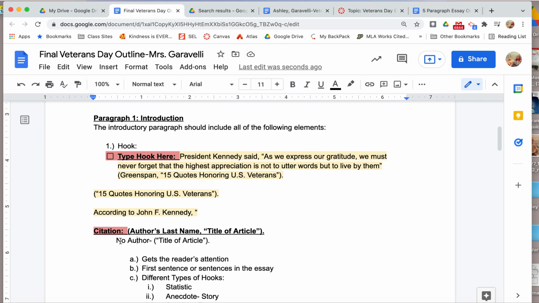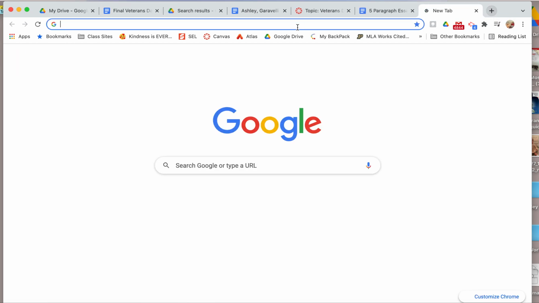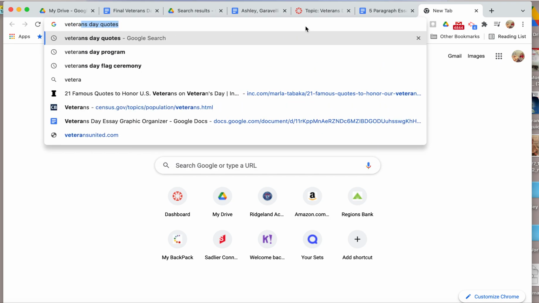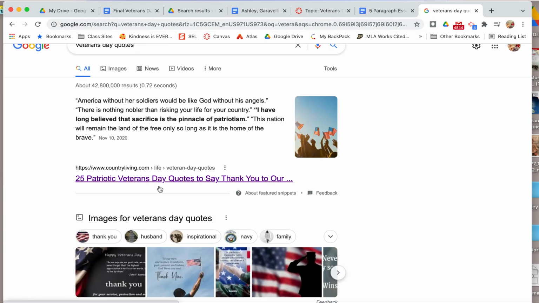Now, let's say you don't have an author. This is you down here. If you don't have an author, you're not going to put no author. You're just going to have your parentheses, and you're just going to put the title of your article in your quotation marks inside of your parentheses, period outside. So same thing, just don't put what you don't have. You can't put the author's last name. But please make sure that you are really, truly checking, because it might be at the top, it might be at the very bottom, it might be on the side. So like Veterans Day quotes.